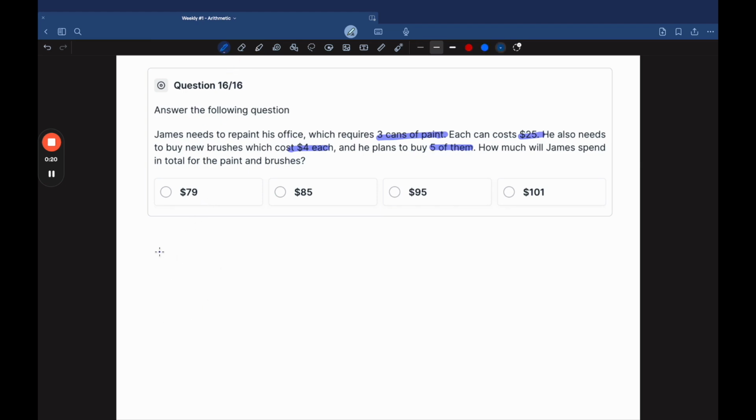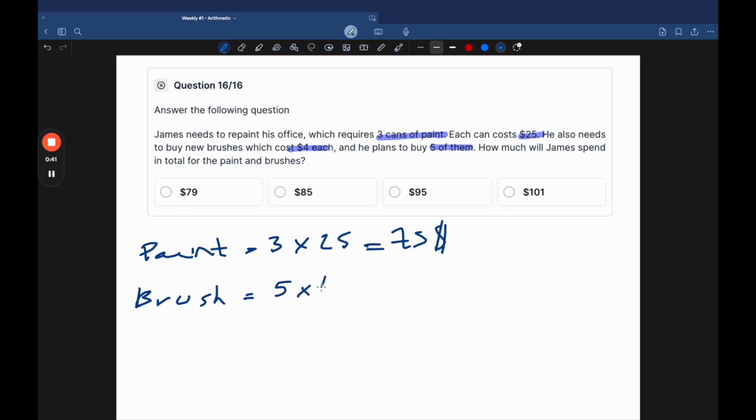Step 2. Calculate the cost of the paint. First, calculate the cost of the paint. 3 cans of paint multiplied by $25 per can equals $75. So the total cost for the paint is $75. Step 3. Calculate the cost of the brushes. Next, calculate the cost of the brushes. 5 brushes multiplied by $4 per brush equals $20. So the total cost for the brushes is $20.